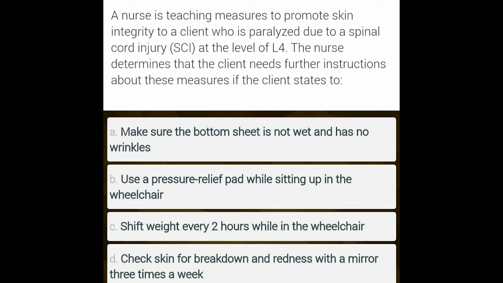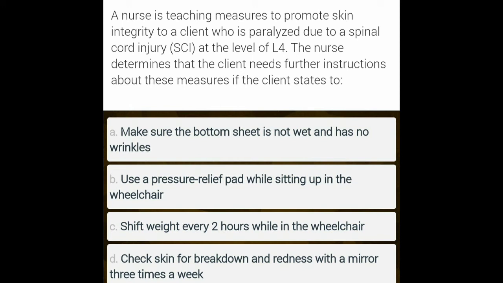Our question is, which client statement needs further instruction about these measures. These are also negative questions, so the client could not understand the techniques or procedures, so the nurse has to explain more. So first option, bottom sheet is not wet. It's a good thing to do. Use a pressure relief pad while sitting. It's also good. Shift weight every 2 hours. That's also a good thing. Avoid bed sores or any kind of injury.